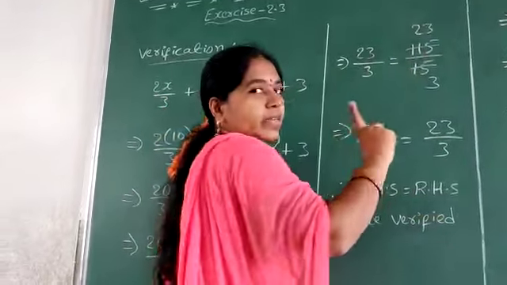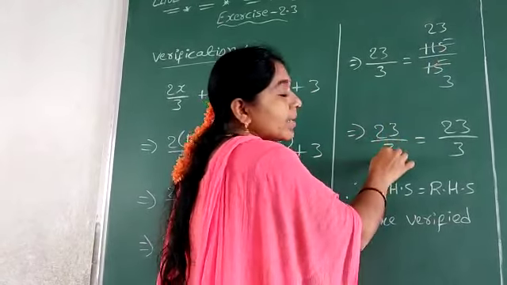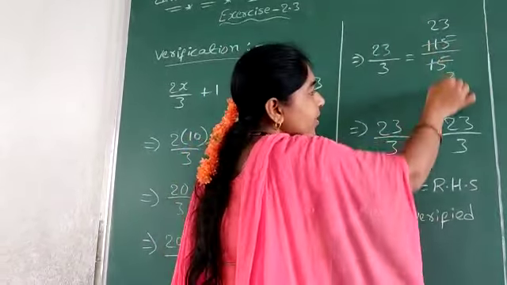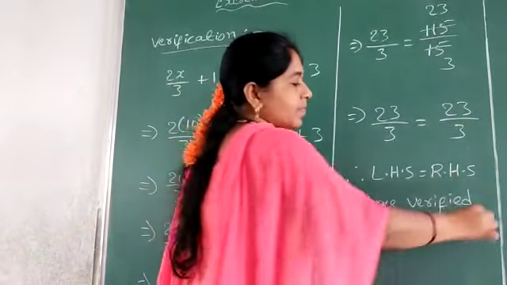5 2s are 10, 1 will remain, 5 3s are 15. Then LHS part 23 by 3 as it is there, then here also we got the same. Then LHS is equal to RHS, hence verified.